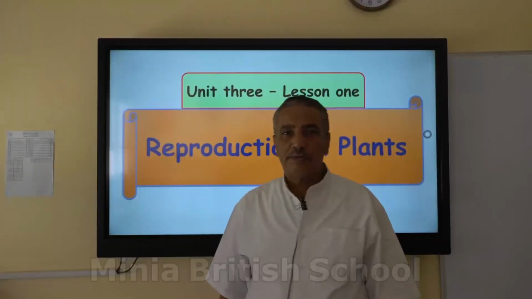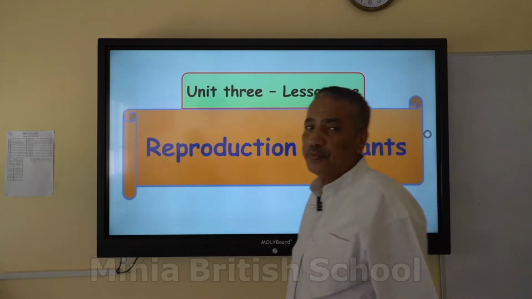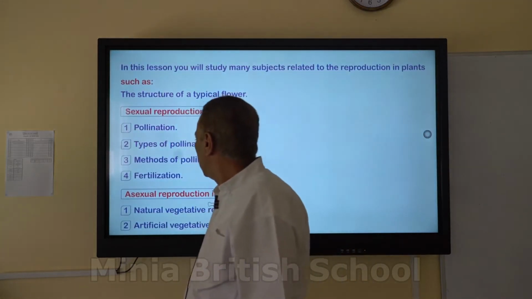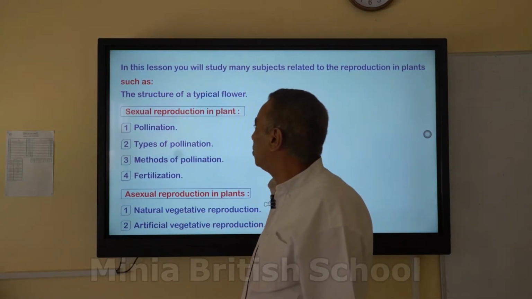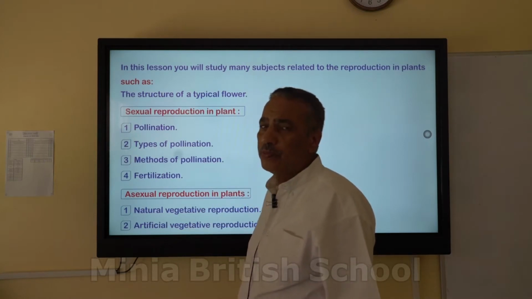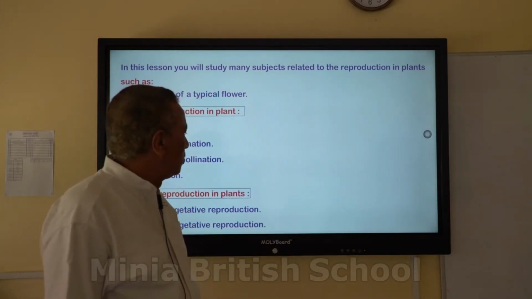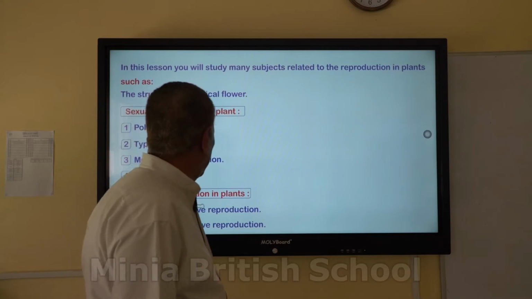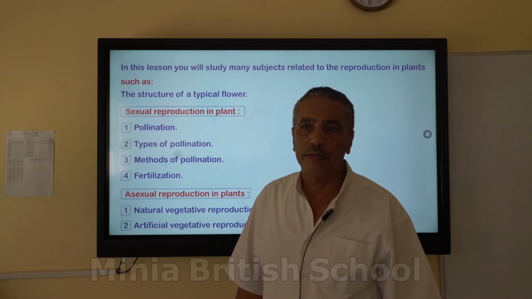Good morning. Today we are going to explain reproduction in plants. These are the different steps that we are going to talk about: the meaning of flower, the structure of the flower, the different parts of the flower, pollination, fertilization, and then at last we will explain what asexual reproduction in plants is.